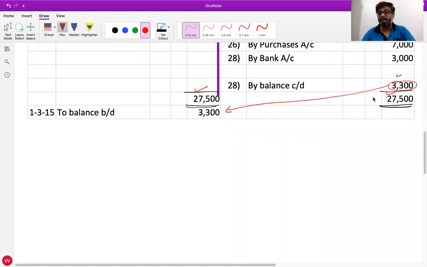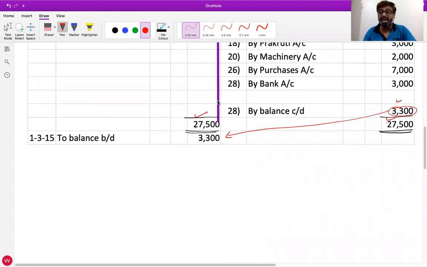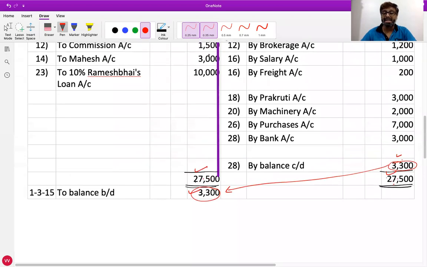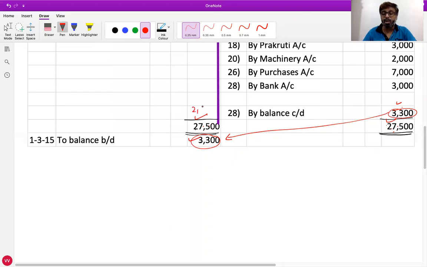Receipts can also be more than payments and payments can also be more than receipts, because the bank gives you the facility of overdraft. Now, if receipts are more than payments, then in the next month the balance will come on the debit side. But if payments are more than receipts, suppose the credit side total was 30,000 instead of 27,500. Then we would have written 30,000 on both sides, and minus the debit side 27,500, a balance of 2,500 would appear on the debit side.